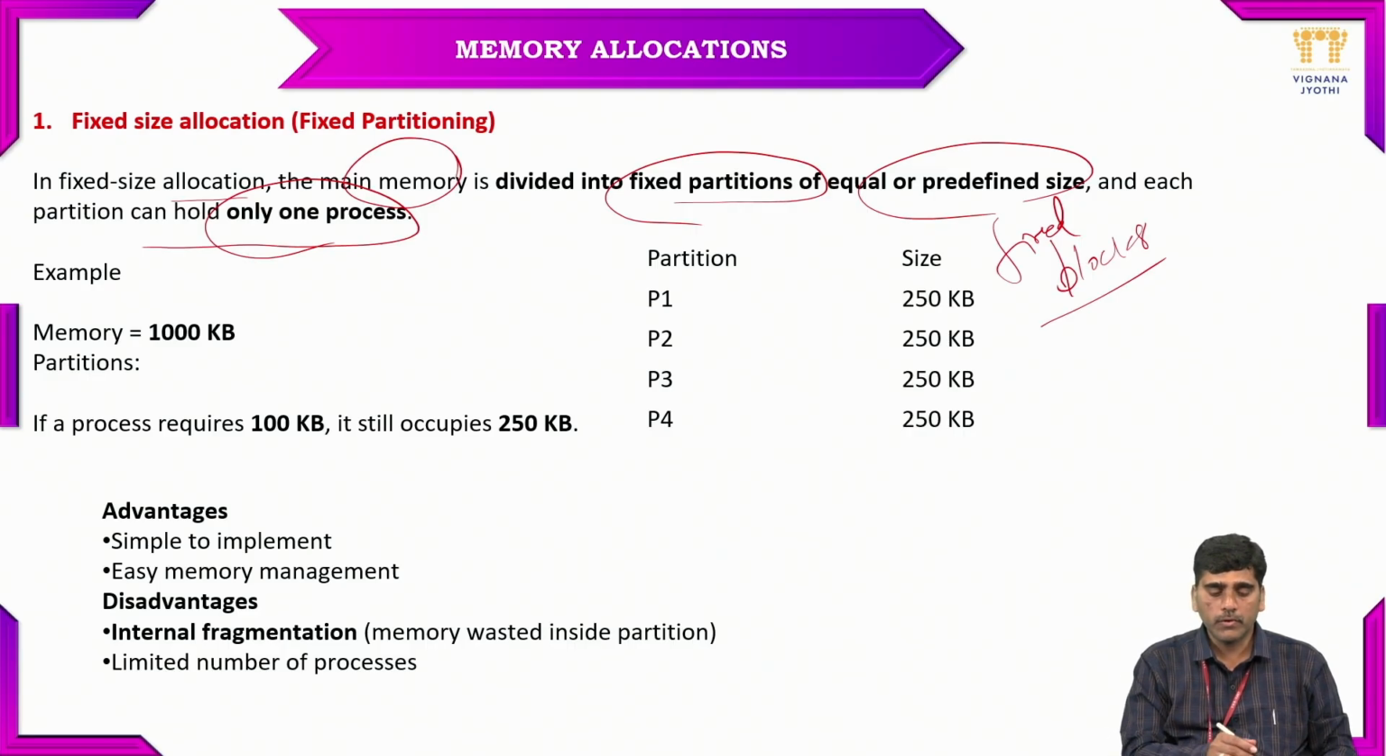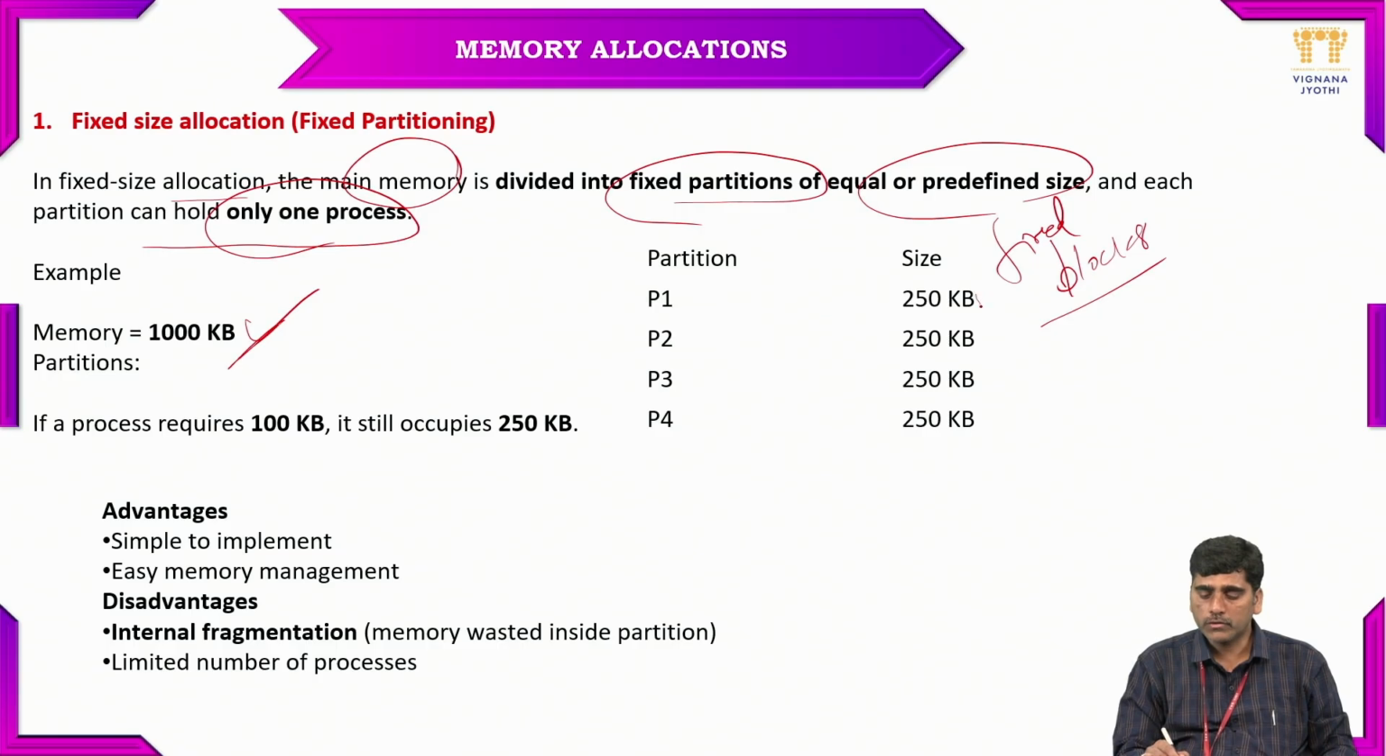Suppose we take an example. The memory manager says the total memory size is 1000 KB. How is that 1000 KB allotted with fixed partitions of equal sized blocks? The 1000 KB is divided into 4 partitions or 5 partitions, whatever it may be. Suppose we take an example of 4 partitions. Each partition block has 250 KB.